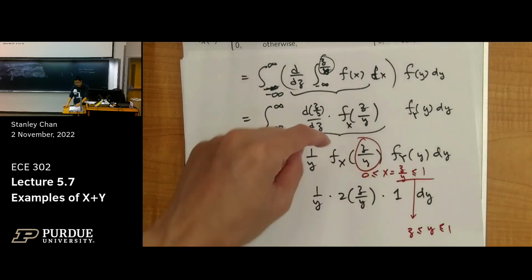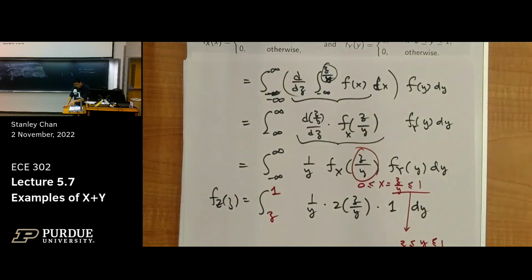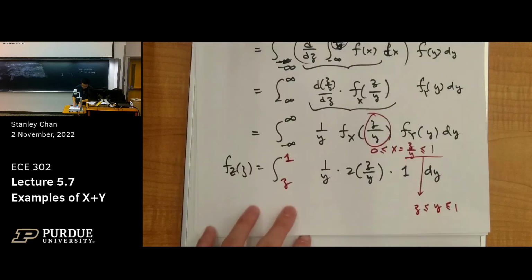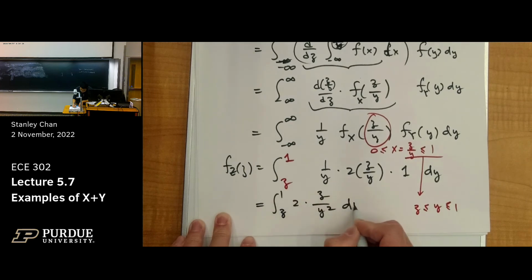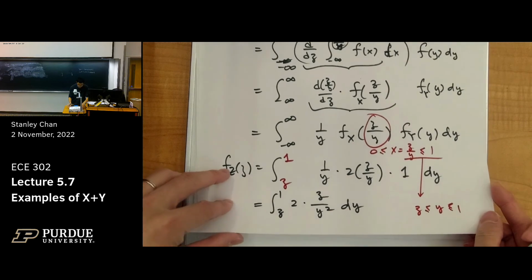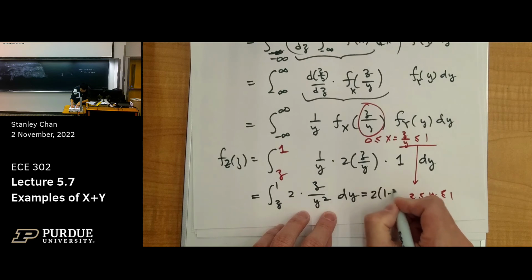Okay, if I'm just looking at this ratio, your x is between 0 and 1, then you can figure out the range for your y. Now, once you figure out this, then the remaining is just calculus. So you have integration from z to 1, and you have 2 times z over y squared dy. And if you do it right, let me just look at my result here. You will get 2 times 1 minus z, where your z is bigger than or equal to 0.